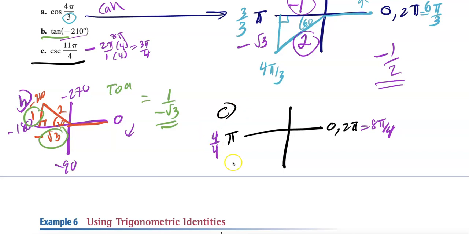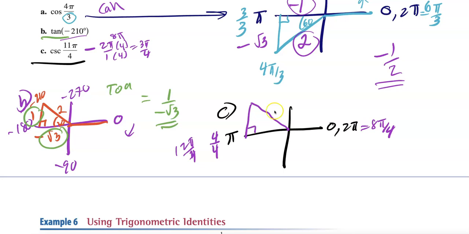This is 4, that's 8. This go around again, you get 12. That means 11 is a little short of that, so right here, quadrant 2. Same thing as 3 pi over 4. So any way you like to do it.